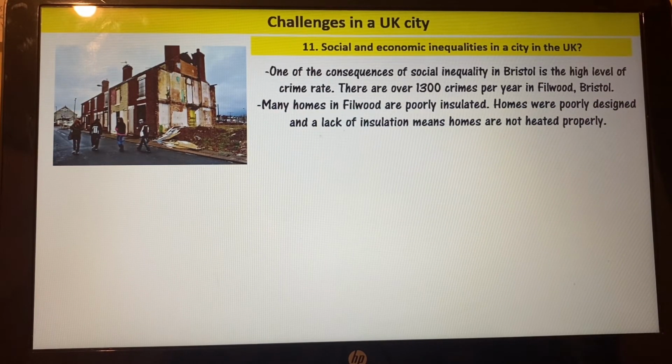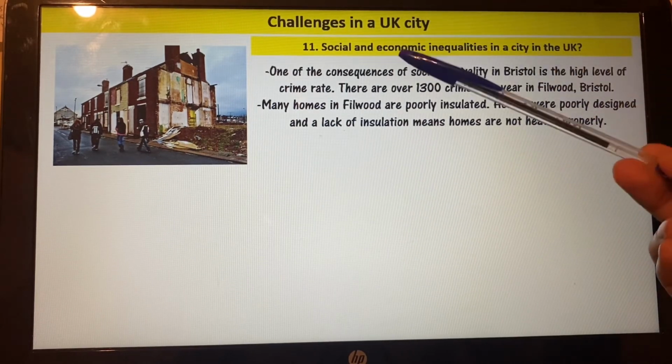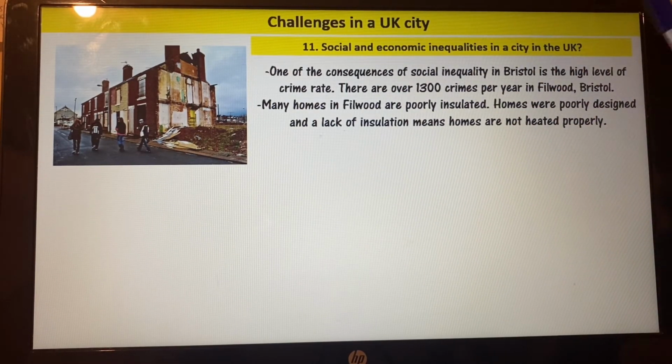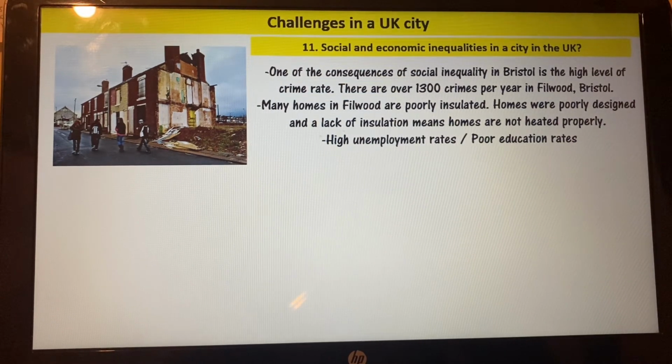Many of the homes within the area are poorly insulated. The design of these homes were quite poor. They were built during the wartime. Again, this affects people's, let's say, general health. You could also talk about the high unemployment rates and the lack of economic activity within this area, and actually many schools within this area also have a very poor pass rate.